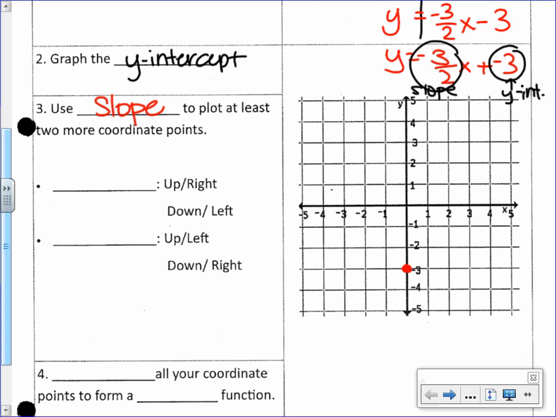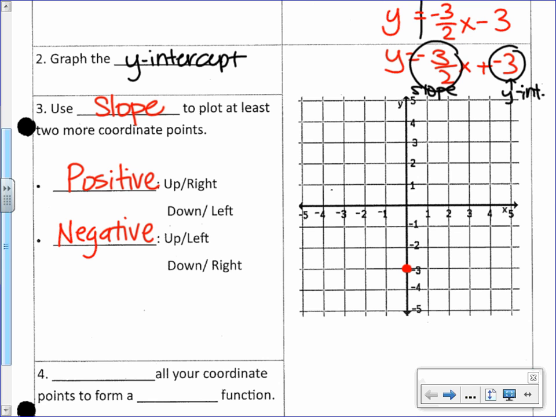If your slope is positive, you're going to follow these rules. Up and to the right, down and to the left. It'll make sense here in a second. If it's negative, you're going to go up and to the left and down and to the right. So just know that if it's positive, up and to the right, or down and to the left; negative, up to the left, down to the right.